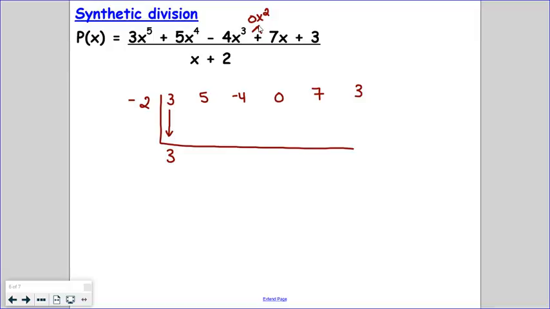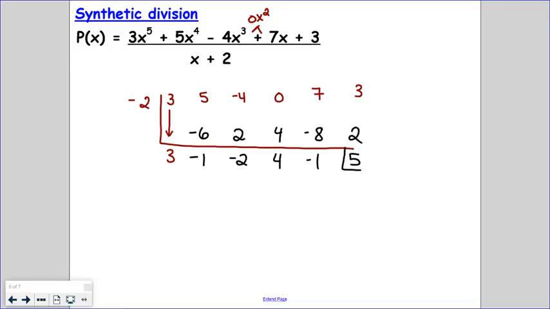-2 times 3 is -6, plus 5 is -1. -2 times -1 is 2, plus -4 is -2. -2 times -2 is 4, plus 0 is 4. -2 times 4 is -8, plus 7 is -1. -2 times -1 is 2, plus 3 is 5, which would be our remainder.